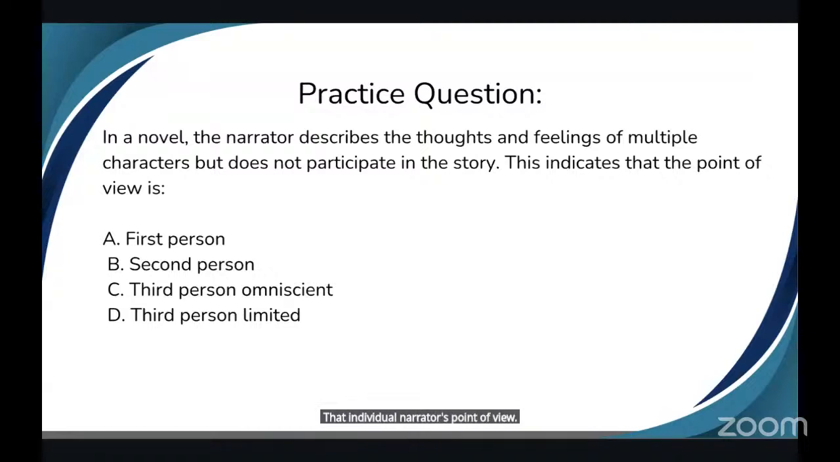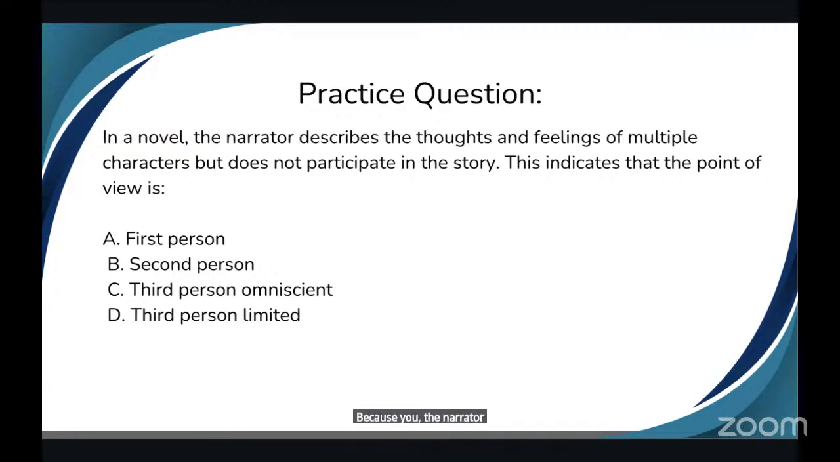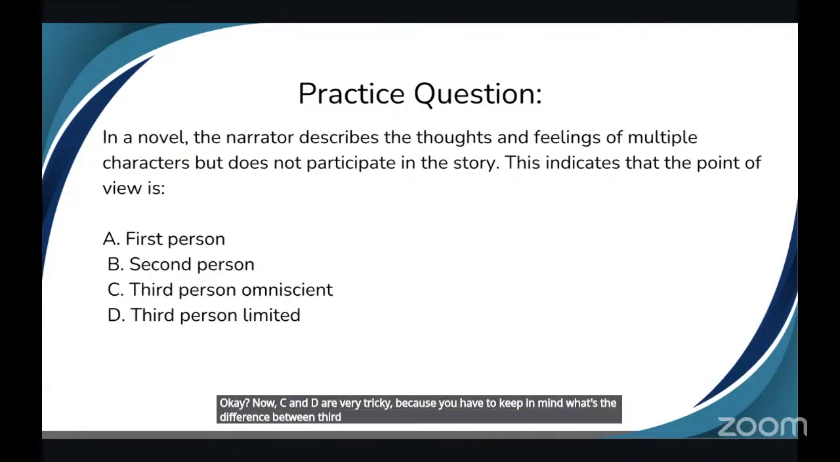With second person, this is when you're speaking directly to the reader. So again, you would not have that aspect of having the thoughts and feelings of multiple characters because you, the narrator, are talking directly to you, the reader. Okay. Now, C and D are very tricky because you have to keep in mind what's the difference between third person omniscient and third person limited.